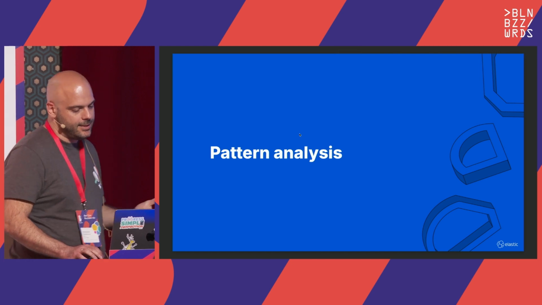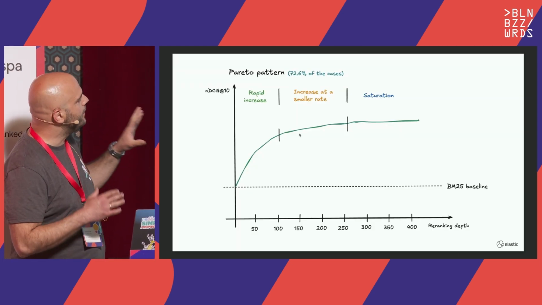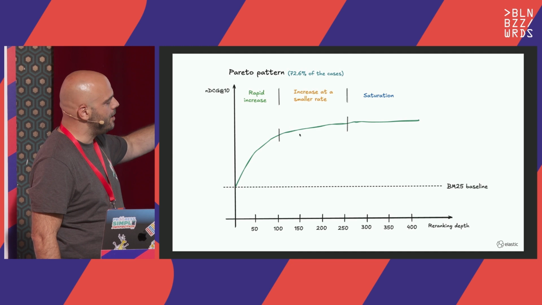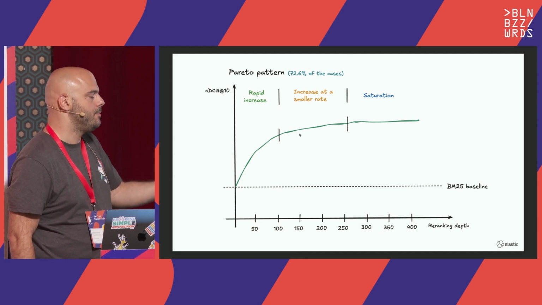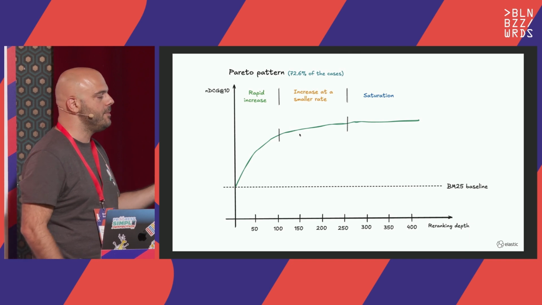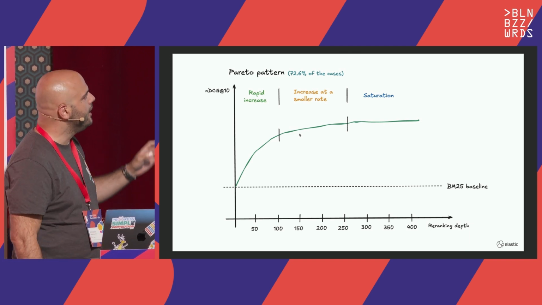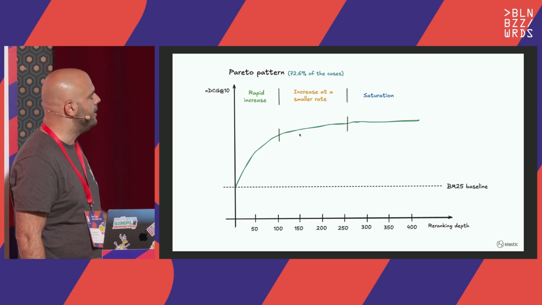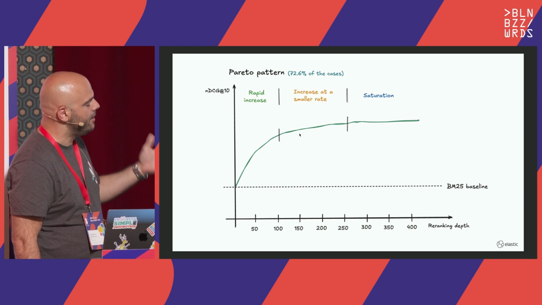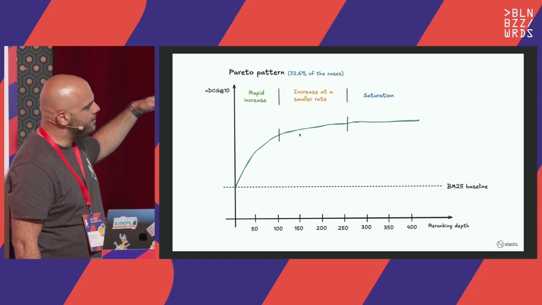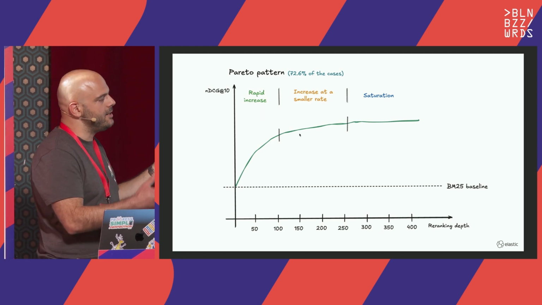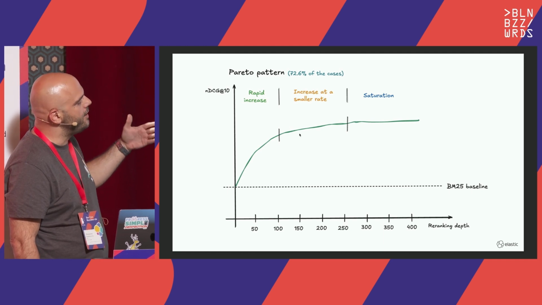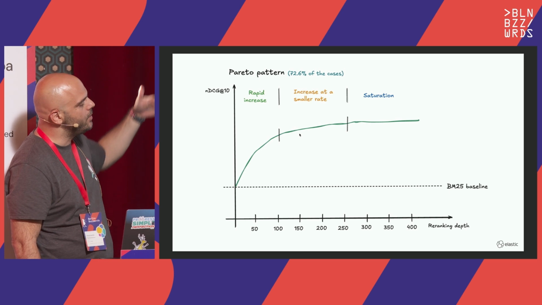Now we start with the pattern analysis. So before I talk about this Pareto pattern, I will explain the plot a little bit. We have this two-dimensional plot. On the x-axis, we have the reranking depth, which we said is the number k, the number of documents that we retrieve and rerank. And on the y-axis, we have NDCG at 10, which is the metric of interest. The black dashed line is the BM25 baseline, which is the NDCG score of the retriever, in this case BM25. And we have the curve, which shows the evolution of the metric, NDCG at 10, as we increase the reranking depth.